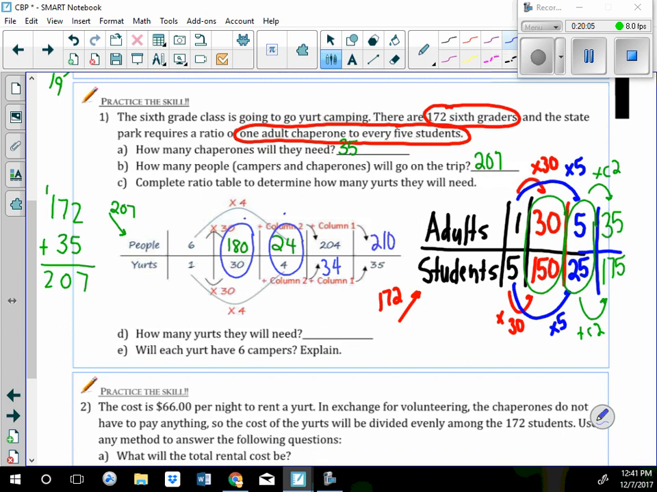It says how many yurts will they need? Why do they give you the answer? 35. It's kind of funny. Well, we're doing it together. This is the first time you've done ratio tables.